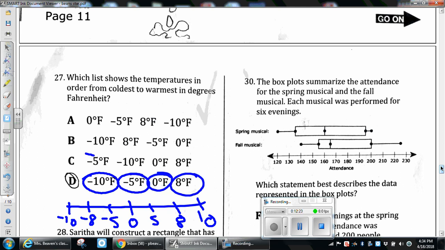Here, this one is wrong because of this 2. This one is wrong because this one should be at the end, actually. That's the warmest. And here, let's see what we could say. Well, -5 right away should be before 0, and so should this one, because they're both negative. So moving on to 28.